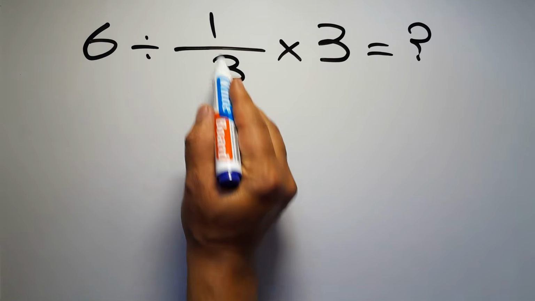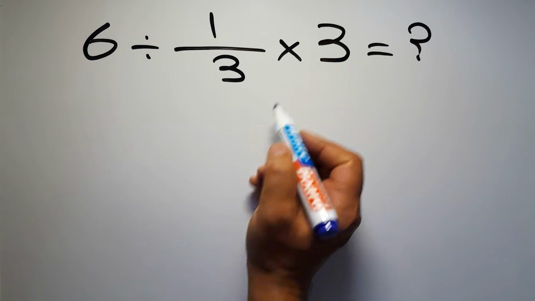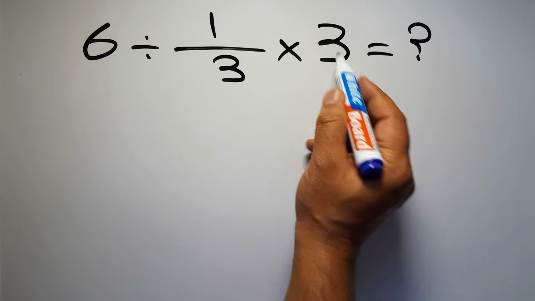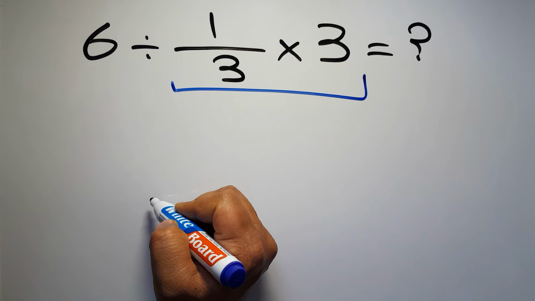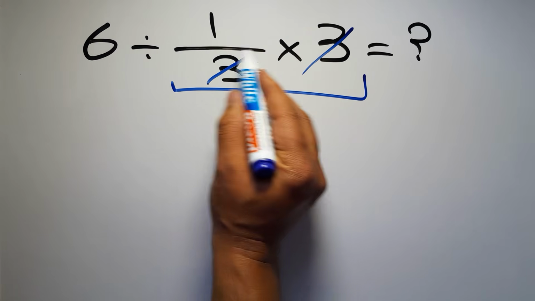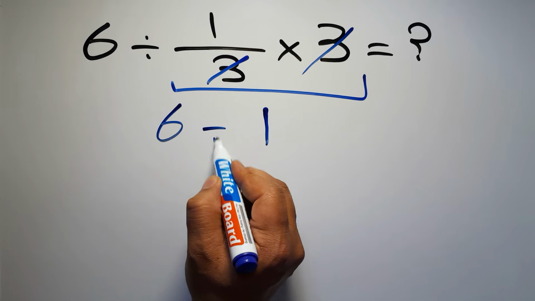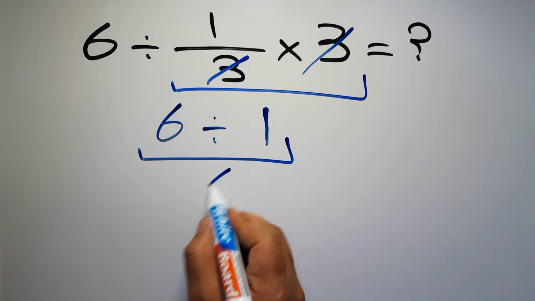6 divided by 1 over 3, then times 3. First we do this multiplication, 1 over 3 times 3. We can easily cancel this 3 and this 3. So here we have just 1. And 6 divided by 1 gives us 6.